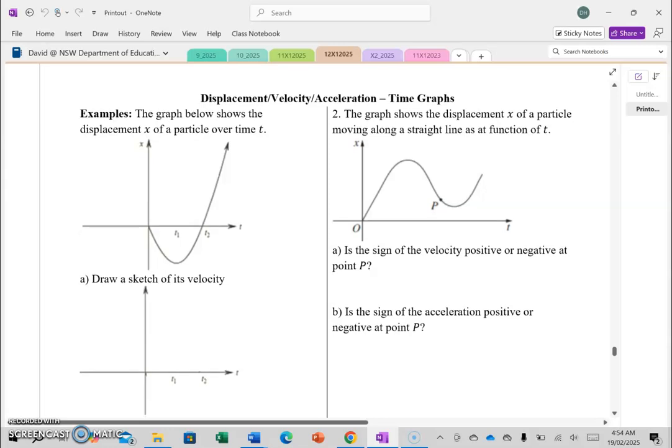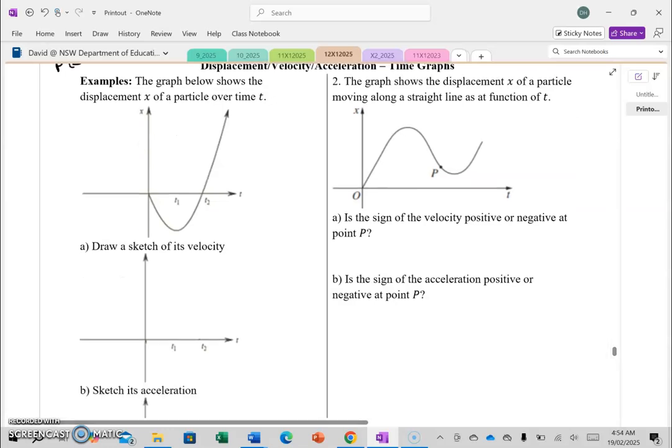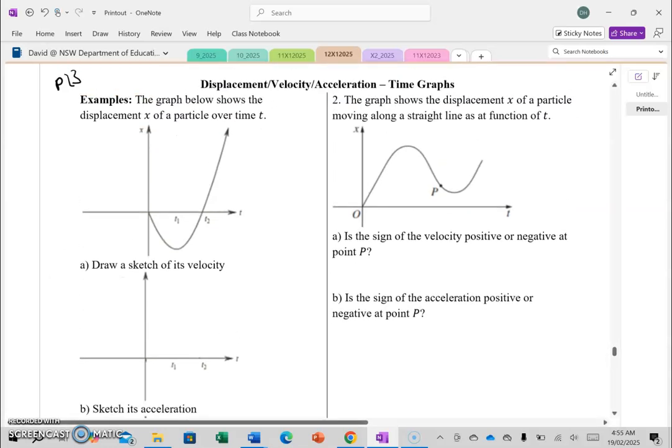Okay, we're on page 23. And it says displacement, velocity, acceleration, time graphs. Alright, let's jump into some questions here. So we've got a displacement versus time graph. We want to draw a sketch of its velocity.